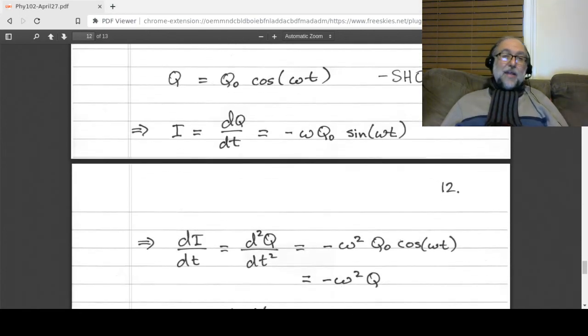Just to remind you, we've done this a few times. If I take this Q as a function of time and differentiate it once, dq by dt, that is the current. So wherever you see I, that is dq by dt. When you differentiate the cosine, you get negative the sine, but we have to use the chain rule. The Q naught just goes along for the ride.